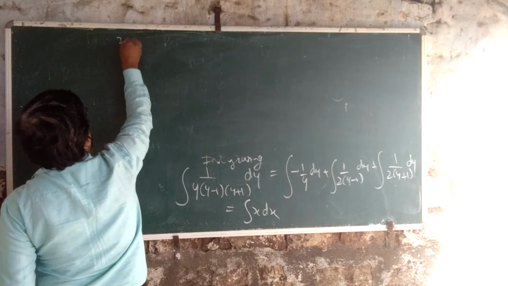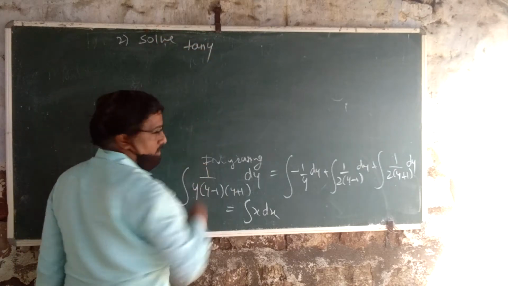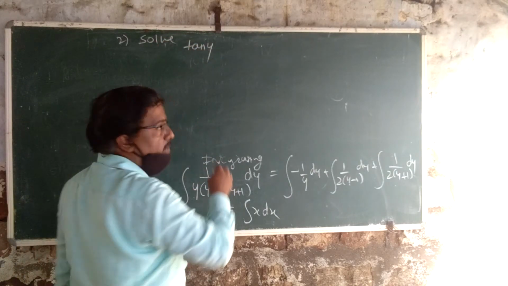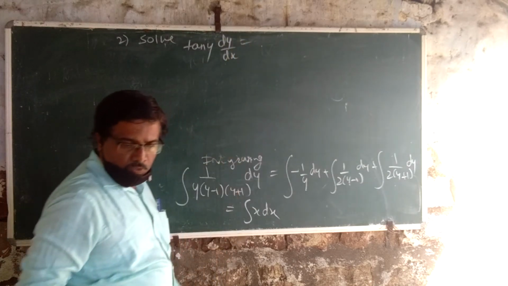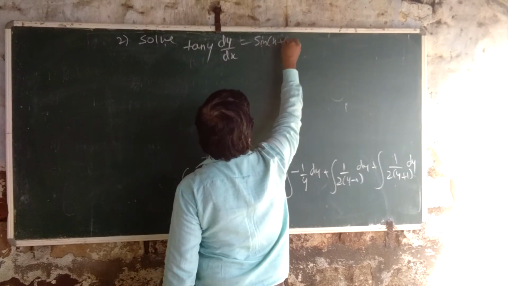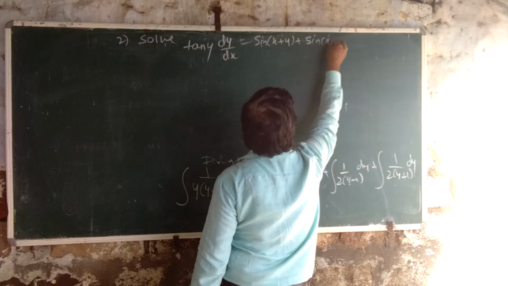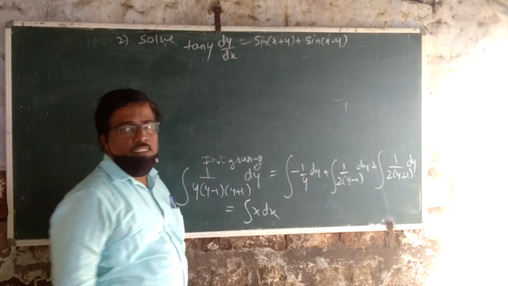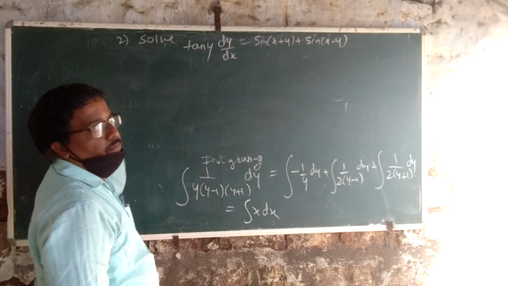Solve tan y dy by dx equal to sine of x plus y plus sine of x minus y. Okay, so this is another type of problem. Again, here we make variable separable method.